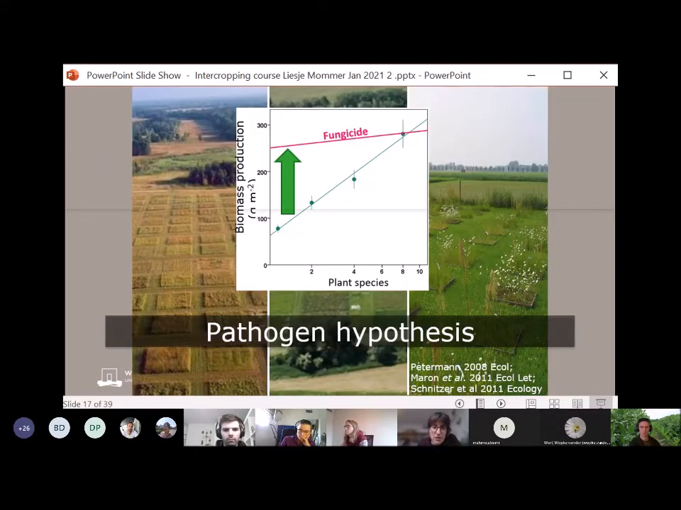And here you see the hypothesis. There were very clever colleagues of mine in the US, but also in Germany. They did a biodiversity experiment. They had plots with different species and they applied fungicide. And that is the result you see here. What you see is that the positive biodiversity effect disappeared. And this was basically due to the fact that the monocultures start producing more biomass if you knock out all the microbes in the soil, if you knock out the fungi.